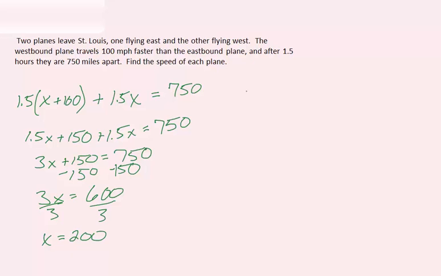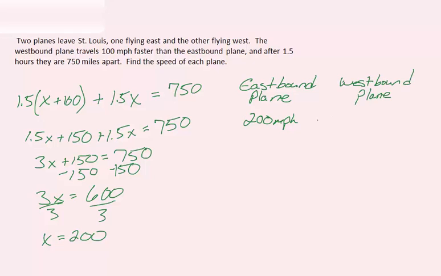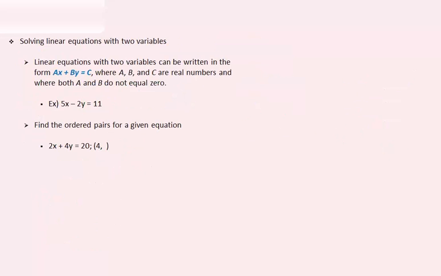We can find the speed of each plane. So the eastbound plane was going 200 miles per hour. And we can see that the westbound plane was going 100 miles faster than the eastbound plane. So that's 200 miles per hour plus 100 miles per hour, which will mean that the westbound plane was traveling at 300 miles per hour. So now we know the speed of each plane. Now we know how to solve linear equations with one variable.